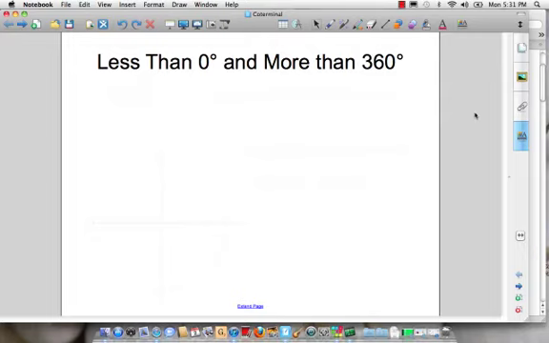In a previous lesson, you learned how to extend sine, cosine, and tangent beyond acute angles so that we could find trig values for larger angles, obtuse angles like 100 or even 200 degrees. What you're going to learn in this video is how to find trig values for angles that are negative, less than 0, or beyond 360 degrees.